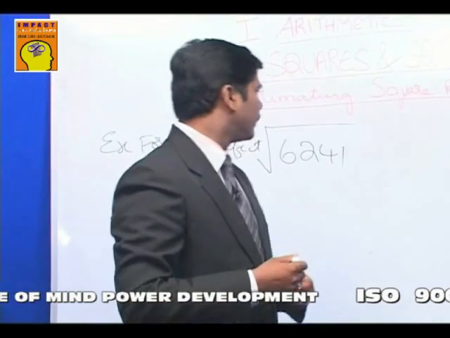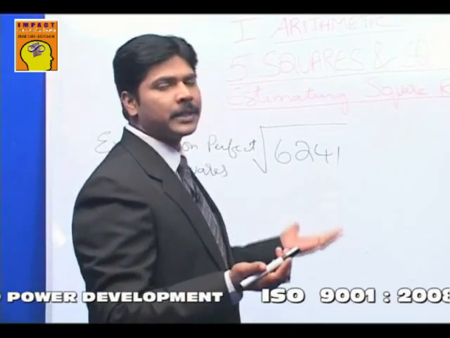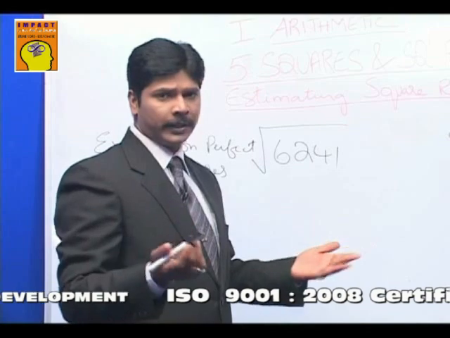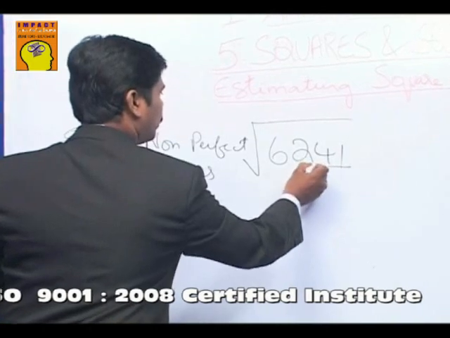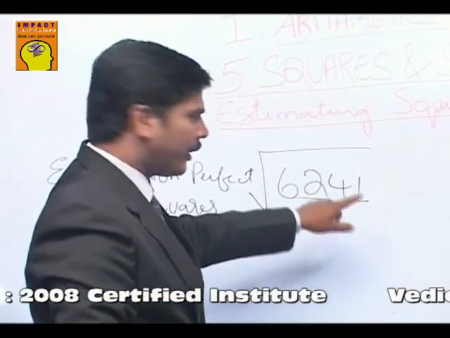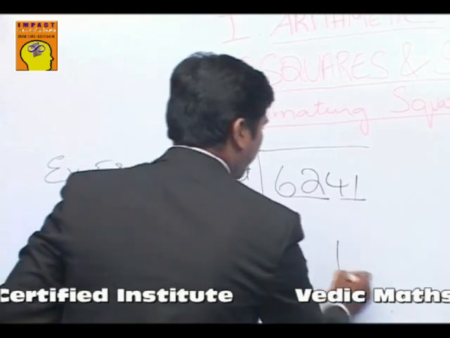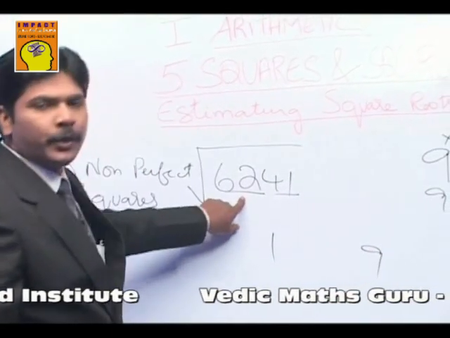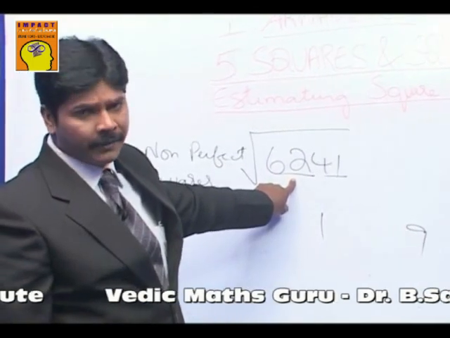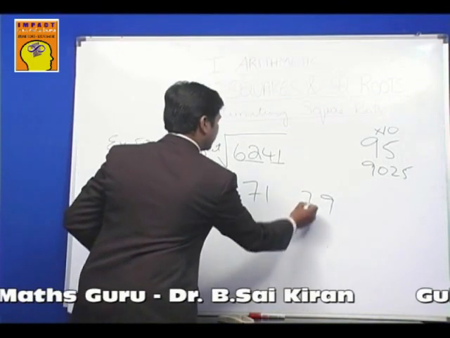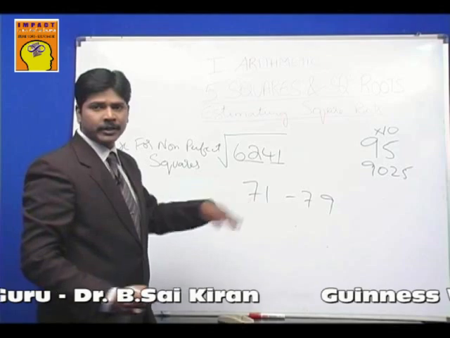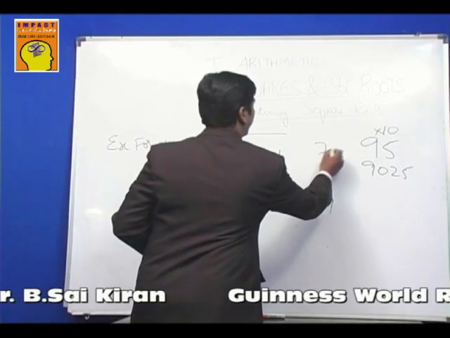Now take a look at this. We must first check whether the given number is a perfect square or not, and we don't know that. So we'll apply the general technique I taught you just now. Underline 2, 2. A square number ending with 1 means the square root ends with 1 or 9. For 62, the root will be 7. So 71 or 79. Now how do you check whether 71 or 79? You must check 75 square.